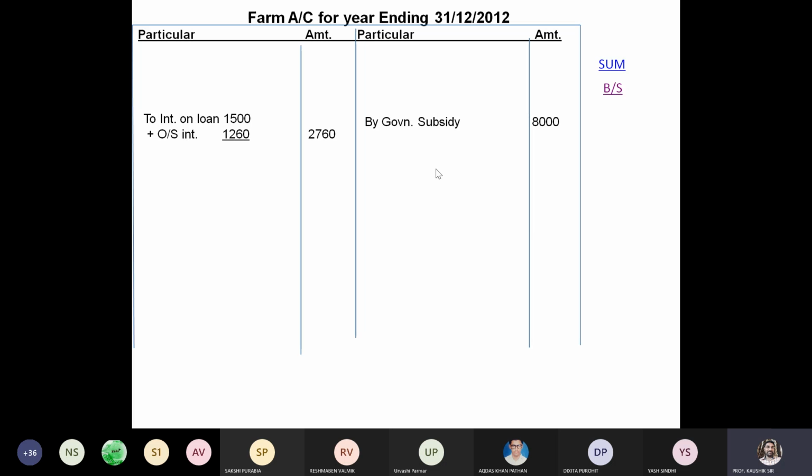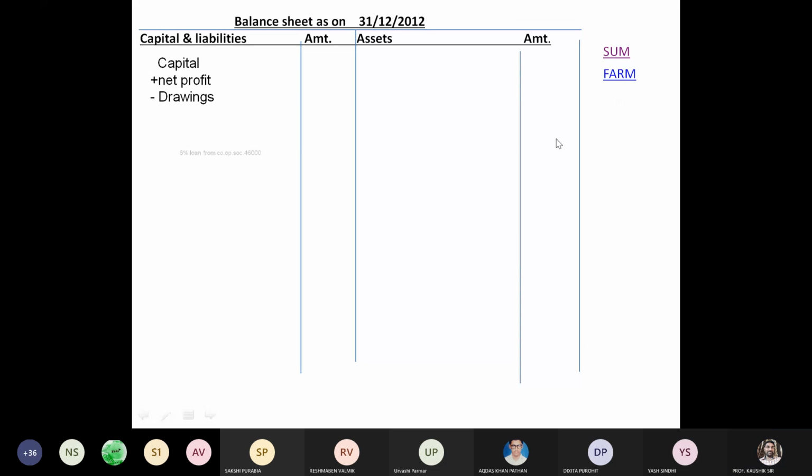Okay, go to the balance sheet where the loan will be returned, along with the outstanding interest. Loan, outstanding interest. So two effects will be given for the outstanding interest. 1,260.